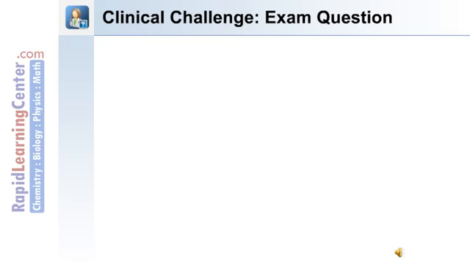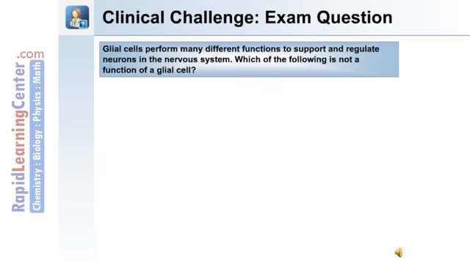Clinical challenge exam question. Glial cells perform many different functions to support and regulate neurons in the nervous system. Which of the following is not a function of a glial cell?